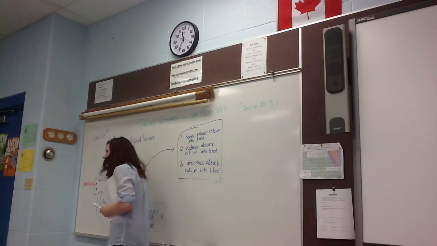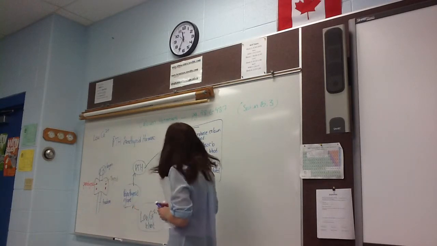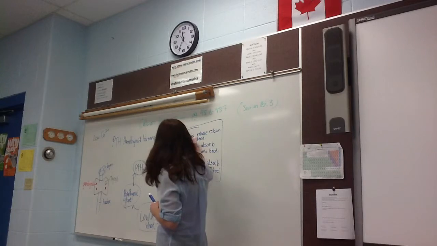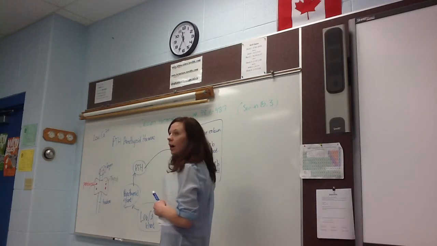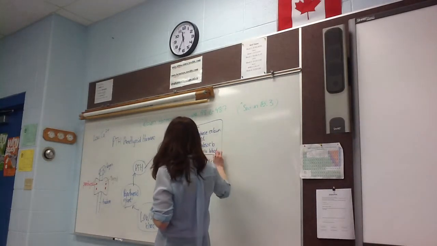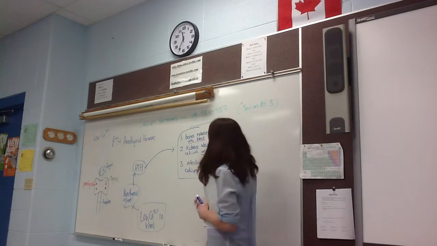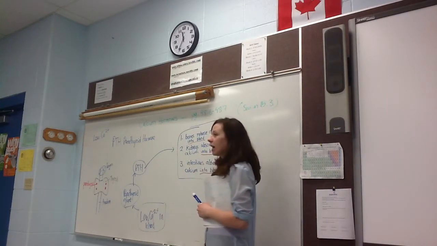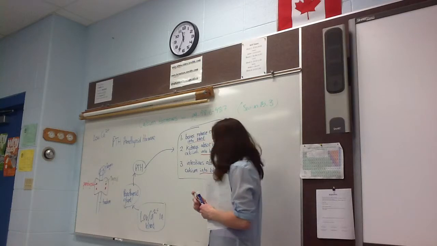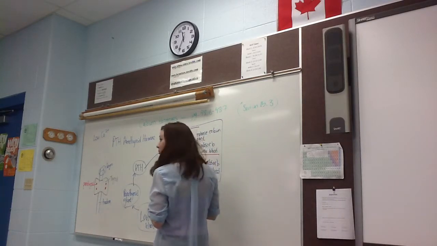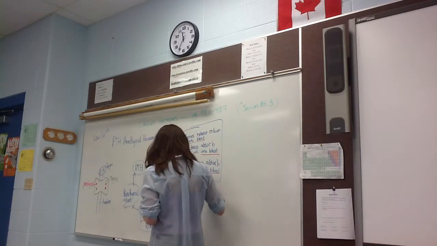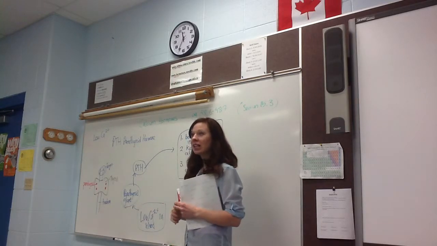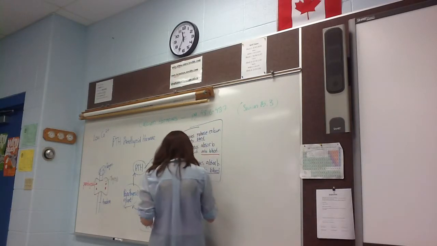So, look, see here. We've got bones putting calcium into the blood. We've got kidneys putting calcium into the blood. And we've got intestines putting calcium into the blood. What do you think the overall result will be? Calcium in your blood. Yeah, increased calcium in your blood.